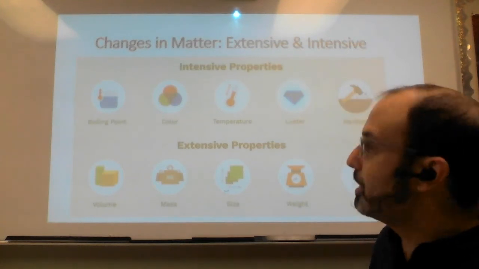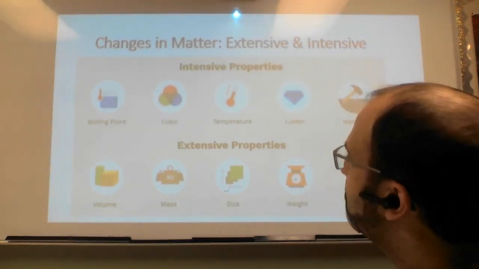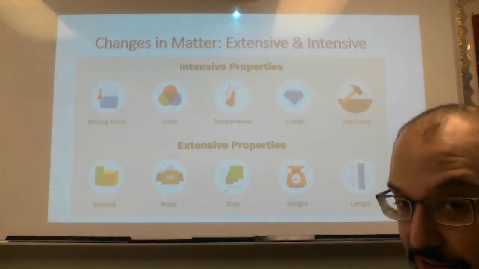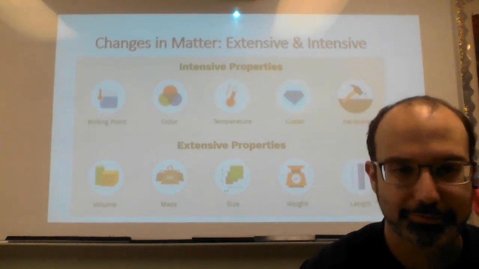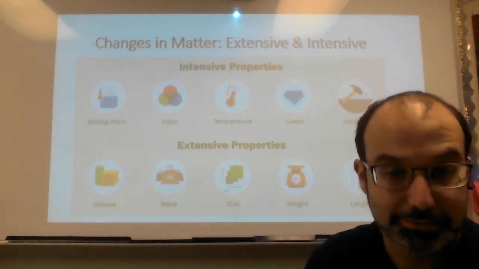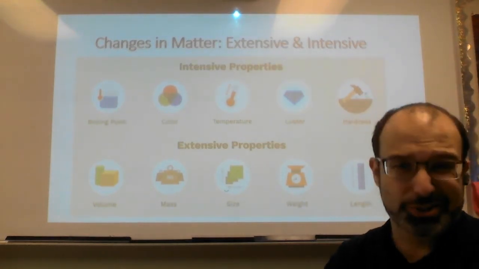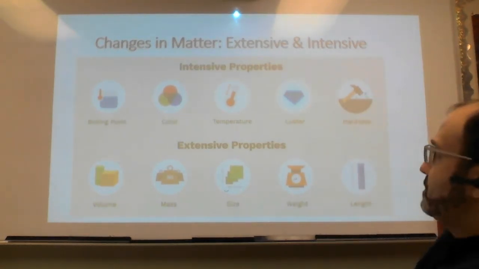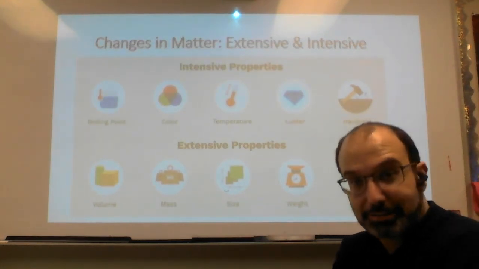So here are some examples of extensive and intensive properties. So the intensive properties, remember, don't change no matter how much you have. So the boiling point, right? Like if I have a glass of water or I've got a lake of water, they both boil at the same temperature. Color. Doesn't matter if I've got like a single chair or 20 chairs, they're all still the same color. Temperature. More stuff doesn't make it hotter or colder, it just means there's more of it.